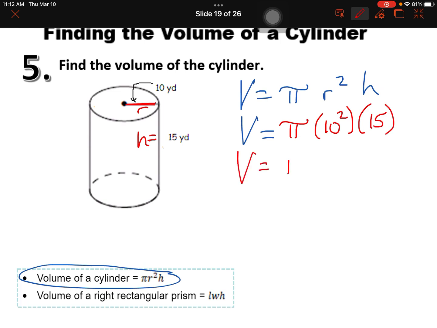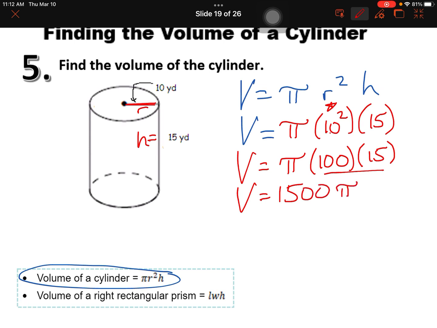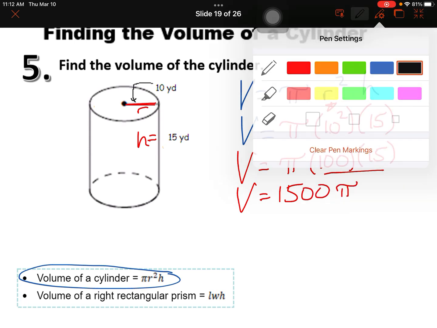Now, I'm going to throw one extra line of work in here just to remind you, you've got to do your exponents first. So 10 squared is 10 times 10, which is 100, then times 15. So the volume is 15 times 100, which is 1,500 pi. And now you can go ahead and take your calculator.